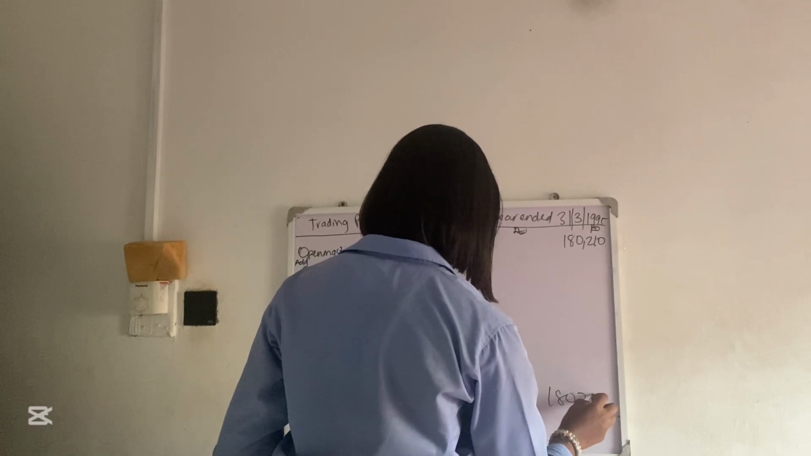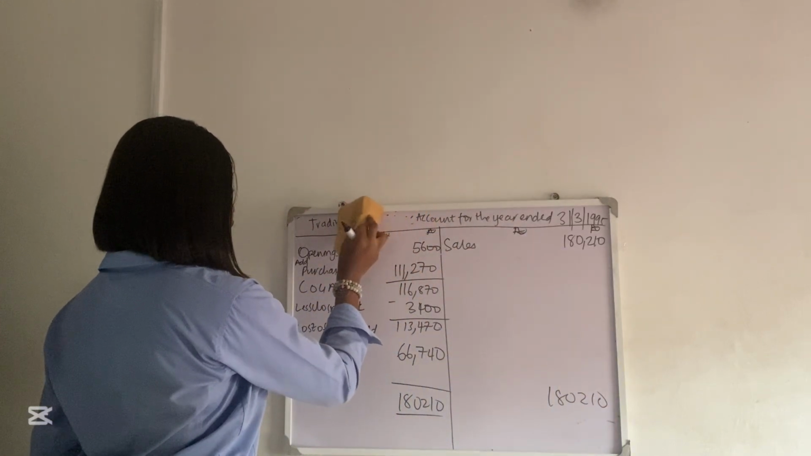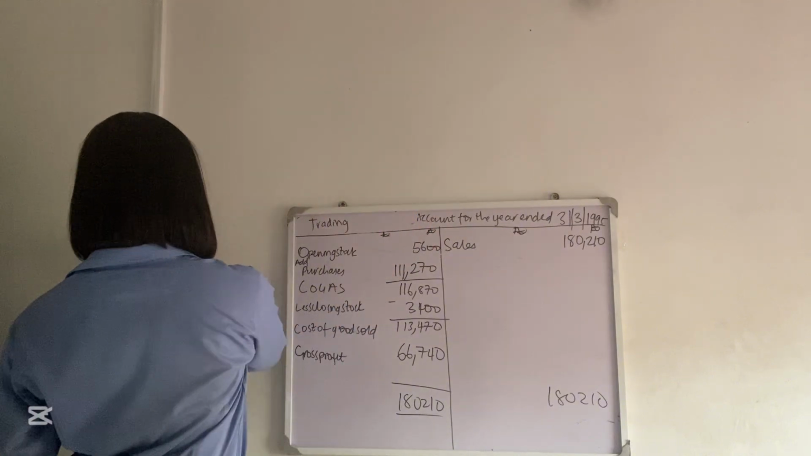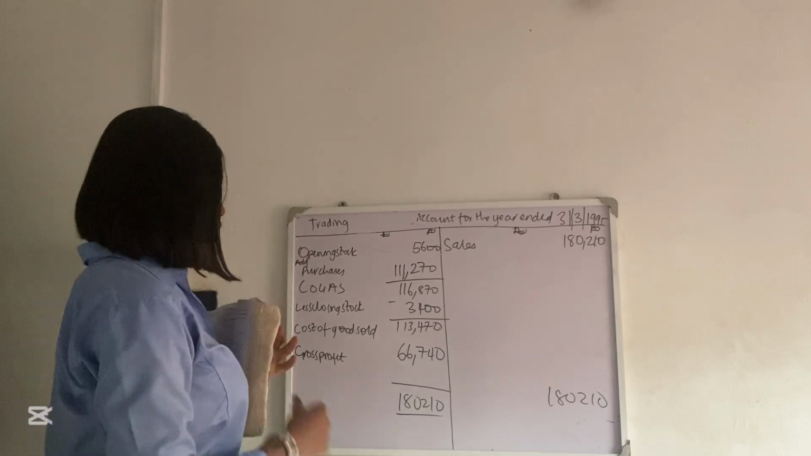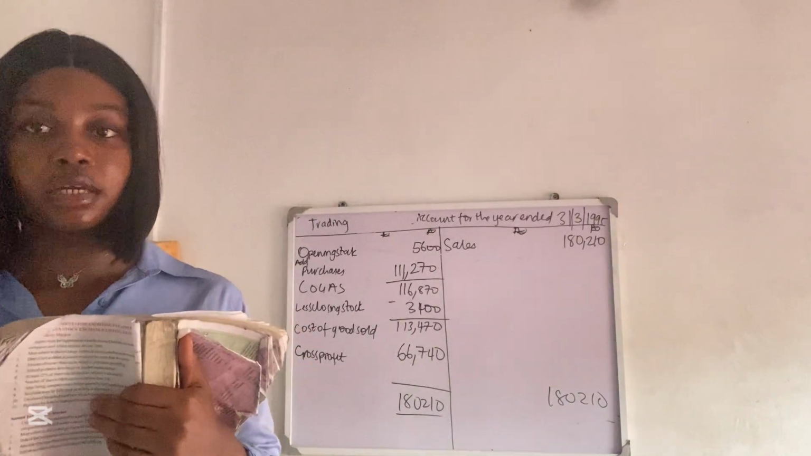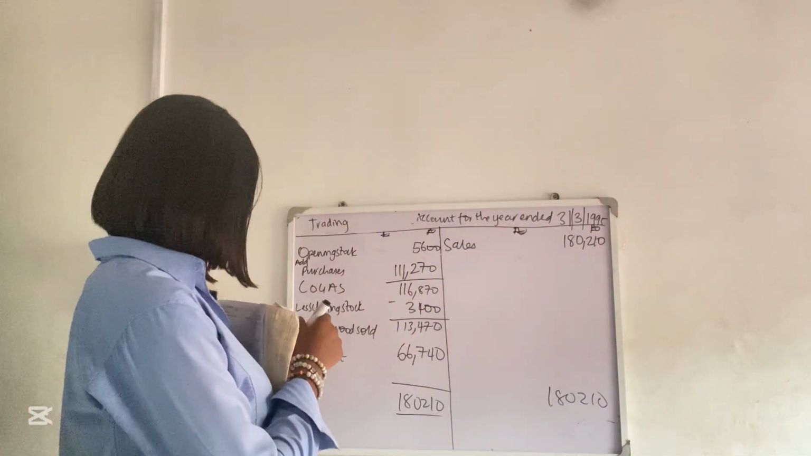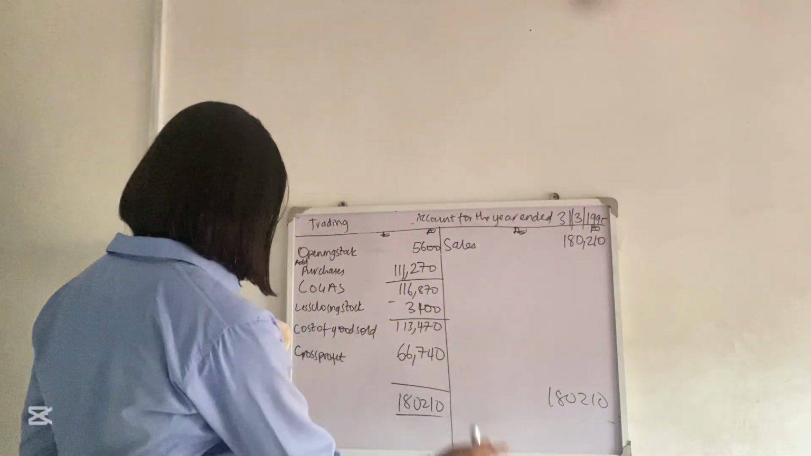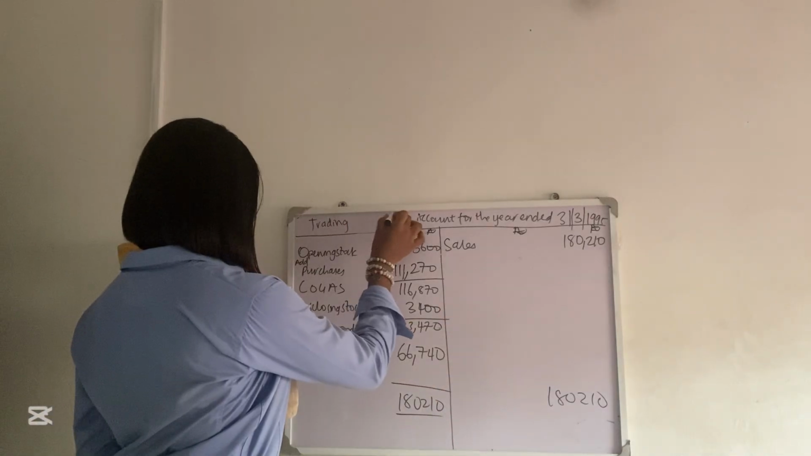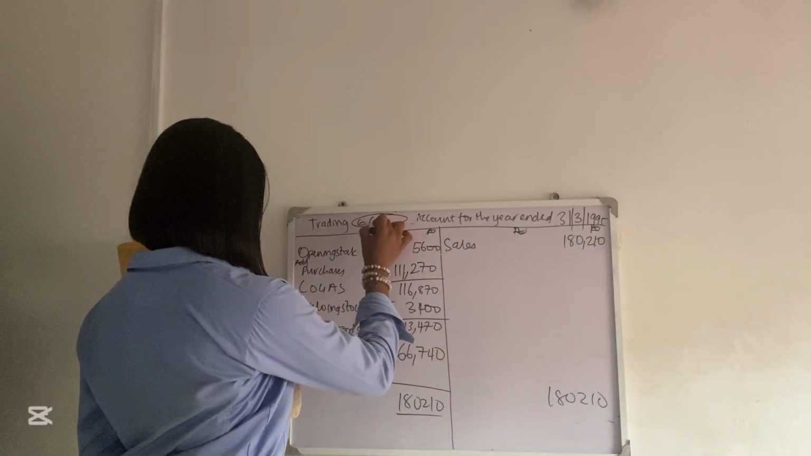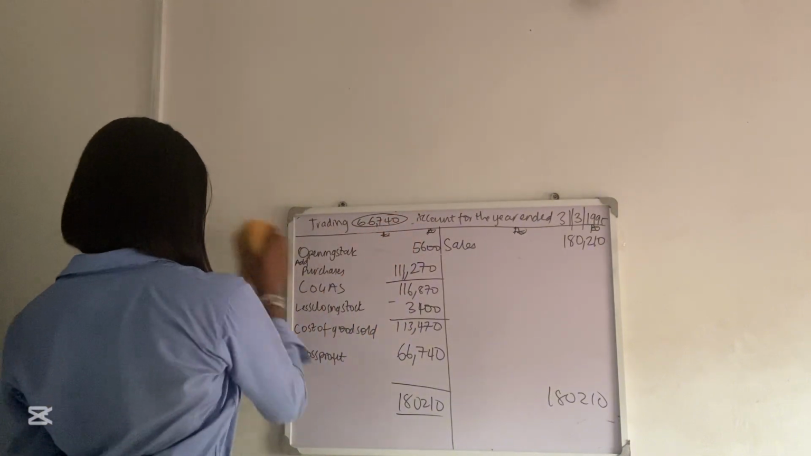180,210. Let me clean this to trading accounts, because profit and loss account will not fit here. Do you guys get what I mean? This is just a trading account. Profit and loss account will not fit. Let's drop off the board. Let's keep our gross profit in mind, because we are going to bring it down. It's only gross profit we need in our profit and loss account. Let's circle it here. 66,740.